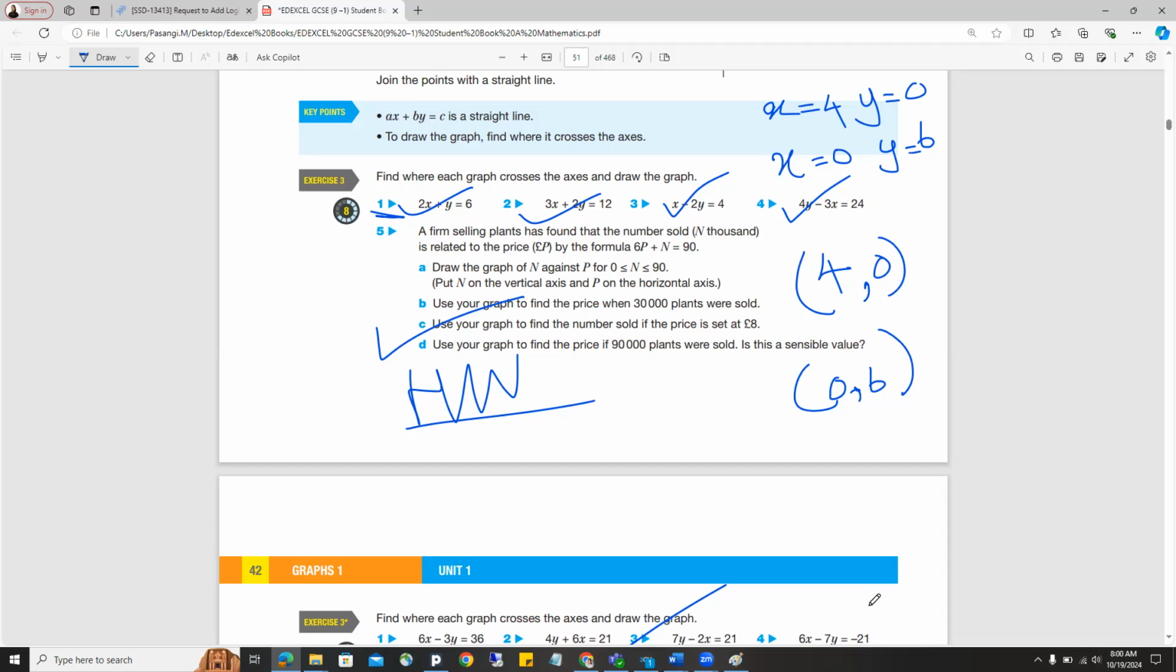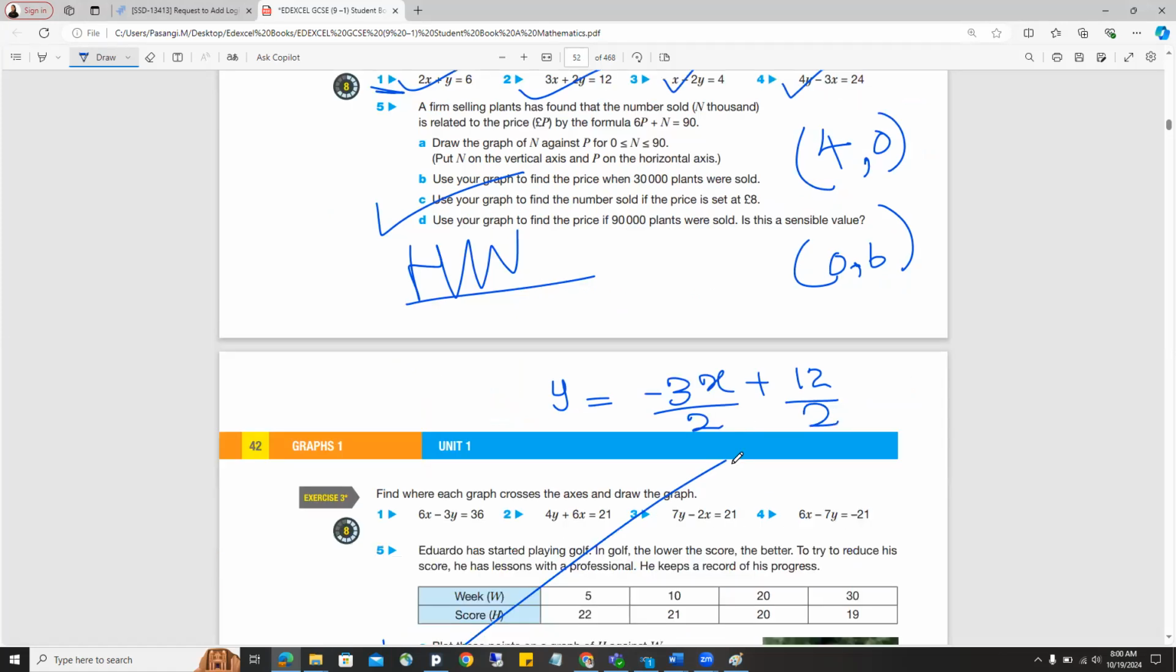Miss, is it correct? Yes, these two coordinates are correct. Then the standard form of the equation is y is equal to minus 3 over 2x plus 6. Yes, very good. Y is equal to minus 3 over 2x plus 6.